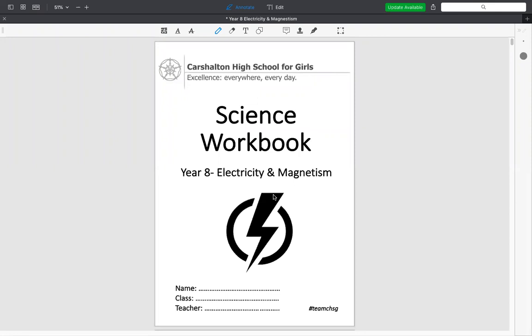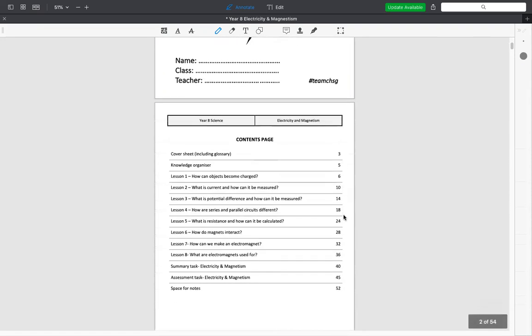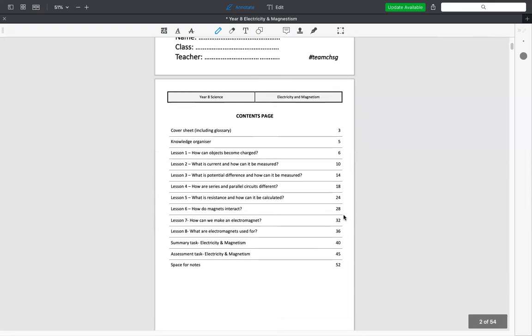Today what we're doing is we're starting our new topic, and our new topic is looking at electricity and magnetism. And you should all have your booklets already, ready to start. So looking at the content in this unit really quickly.